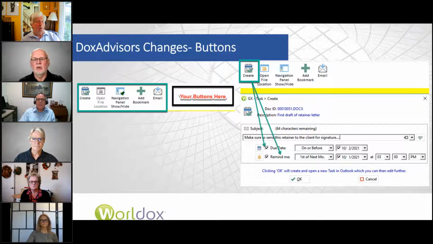The first one is the create button, as we see here. And what that's going to do is create a task. So you can highlight any file and click this button. And once you do that, it's going to pop up this interface where you can give yourself a message: make sure to send this retainer to the client for signature. You put a due date for yourself, and then a reminder with a time.